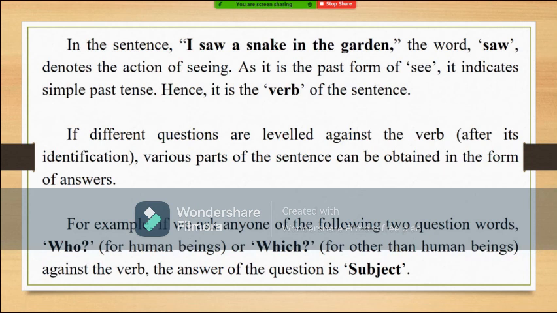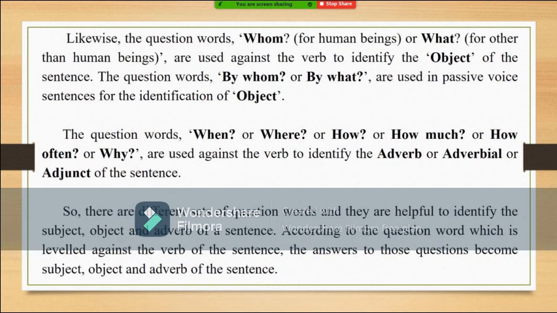Suppose you have the sentence, The dog saw a snake. There the subject is the dog. So, there you have to use which. Which saw the snake? The dog saw the snake. So, for human beings, we have to use who. For other living beings, except a human being, we have to use which. And the answer is called the subject. Now, let us come to the next one.